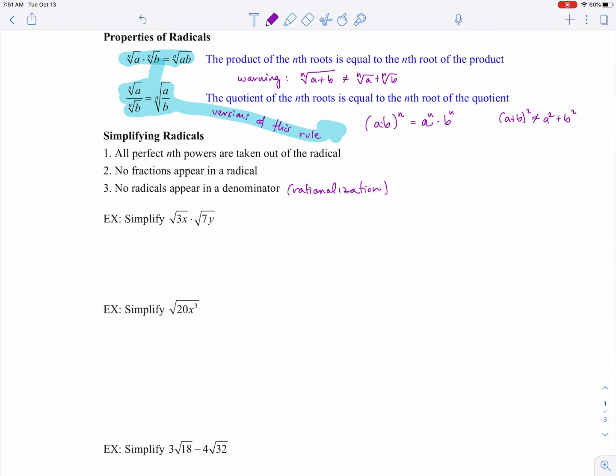This first example is just a matter of using the property that says the square root of 3x times the square root of 7y, since these are both the same radical power, radical 2, must be the same n value to combine these. We have that this is the square root of 3x times 7y. And we can simplify that to just be the square root of 21xy. And that is our simplified version of this radical.